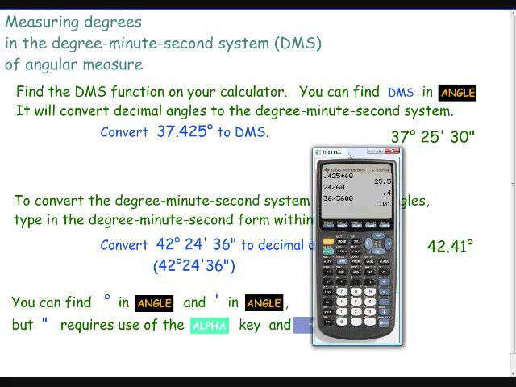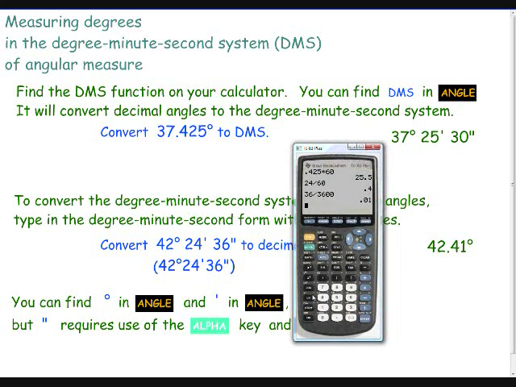Okay. There is something called the DMS function on your calculator. We can look in angle. Let's see if we can find angle. Something called angle here. Oh yes, here it is. It's a second function just above that blue apps key. How do you get to that? Do you know how you get to your second function?